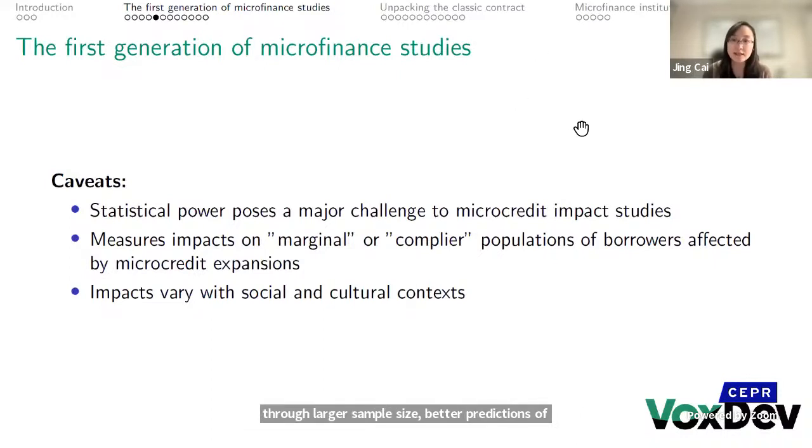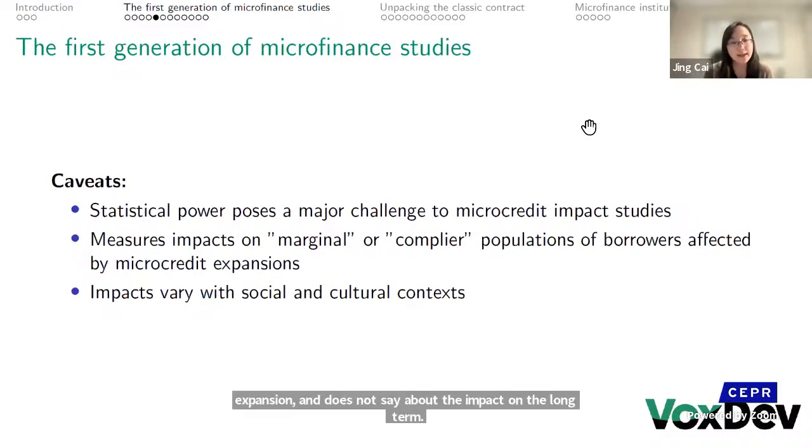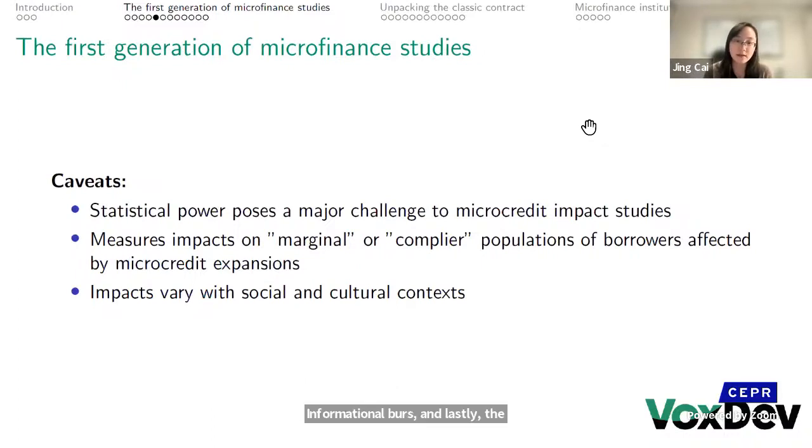Second, it is only feasible to randomize in places where microcredit is expanding into new markets or is expanding to new borrowers in existing locations. So those studies provide information on impacts on the marginal or compliant population of borrowers affected by the expansion, and do not say anything about the impact on long-term inframarginal borrowers. And lastly, the RCTs' effects vary by social and cultural context.